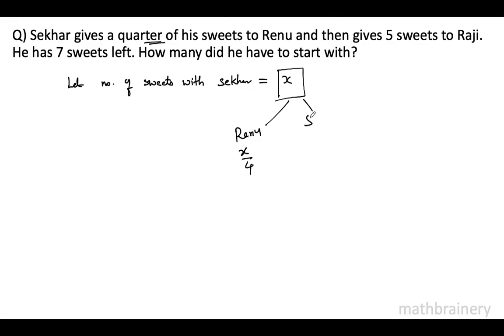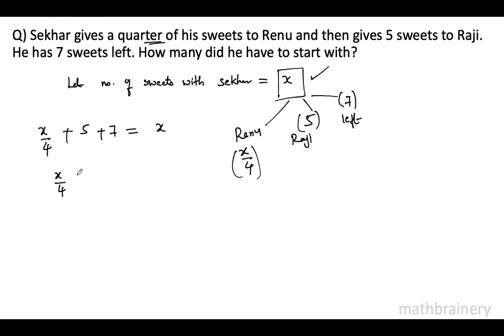He gave 5 sweets to Raji and he has 7 sweets remaining with him. So what does this mean? This means that X by 4 plus 5 plus 7 must be equal to X, isn't it? The sum of this X by 4, the quarter of sweets, plus the 5 sweets he gave to Raji and the 7 remaining sweets with him, must be equal to the total number of sweets he had originally. Let's simplify now.